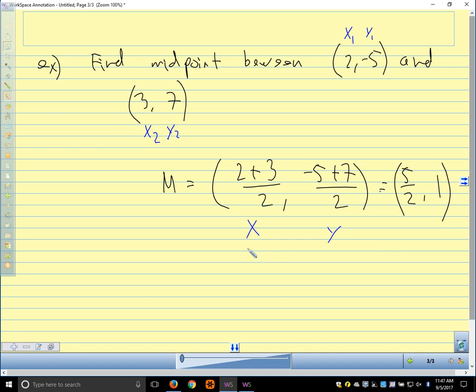Yeah, for a midpoint, yes, because we're finding the average. To average numbers, you add them together and divide by how many you have.